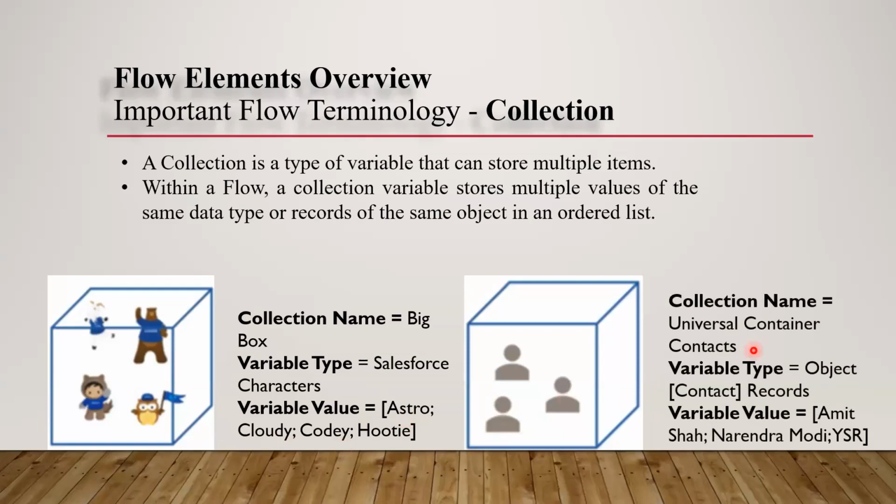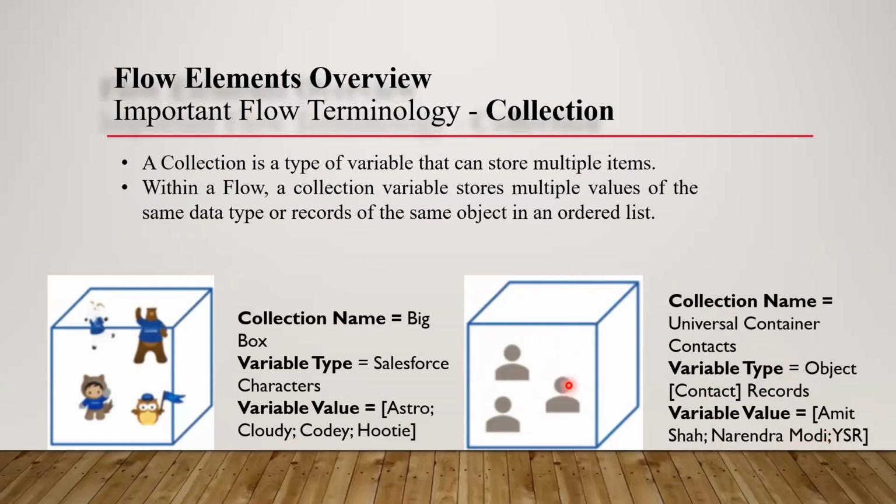Another example: I have created a collection of variable type record. When I say records, I have mentioned an object called contact. So it can store only contact values of the contact object. If you see here, Amit Shah, Narendra Modi, YSR, all those things.